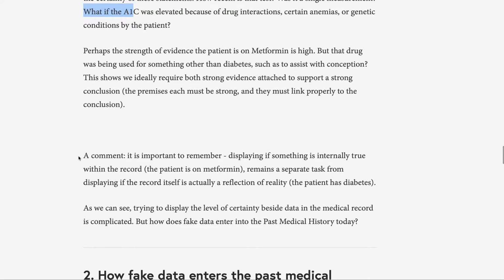Now, just a quick aside, it's important to remember that when we're displaying something in the medical record, something can be internally true. For instance, the patient might be on metformin, and we may have a high level of certainty about this. But there's actually a separate task which we need to do, which is to link an internal truth about the medical record to the actual truth of reality, which is the patient has diabetes. And as we can see, trying to do this is a little bit tricky.